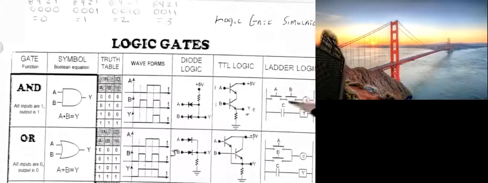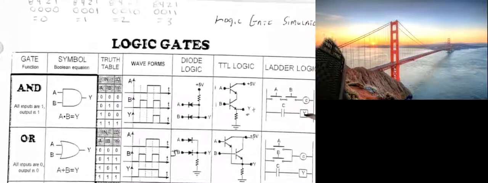Going over to the ladder logic or the mechanical: if just A is pressed, we would not end up with an output at Y. If just B was pressed, we would not have an output high at Y. A and B have to be pressed before my coil is energized and my Y goes high.